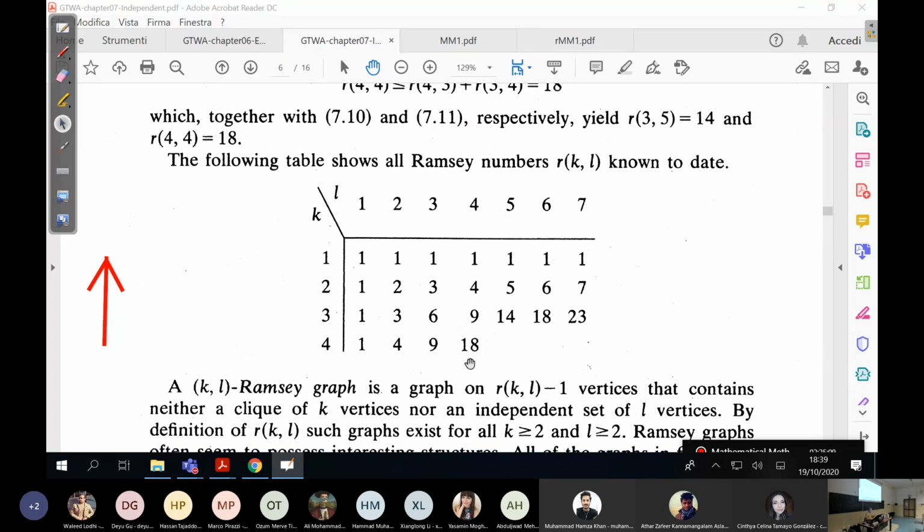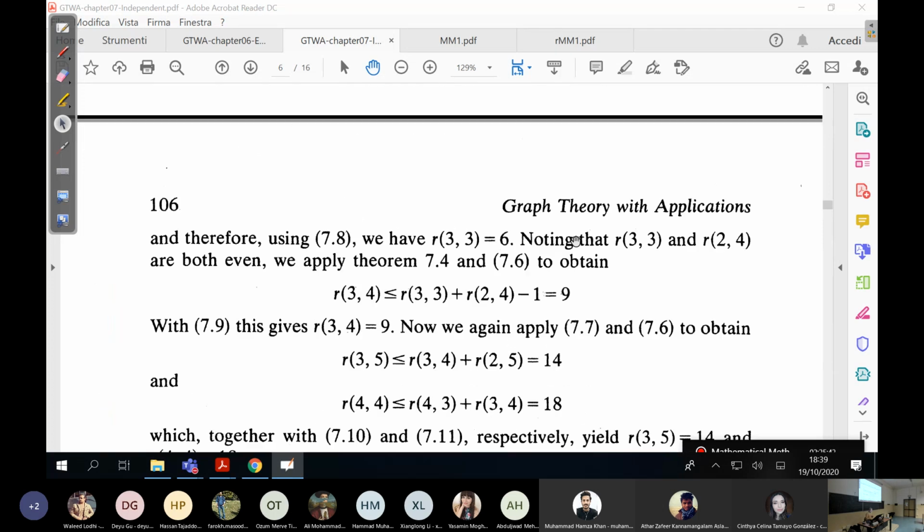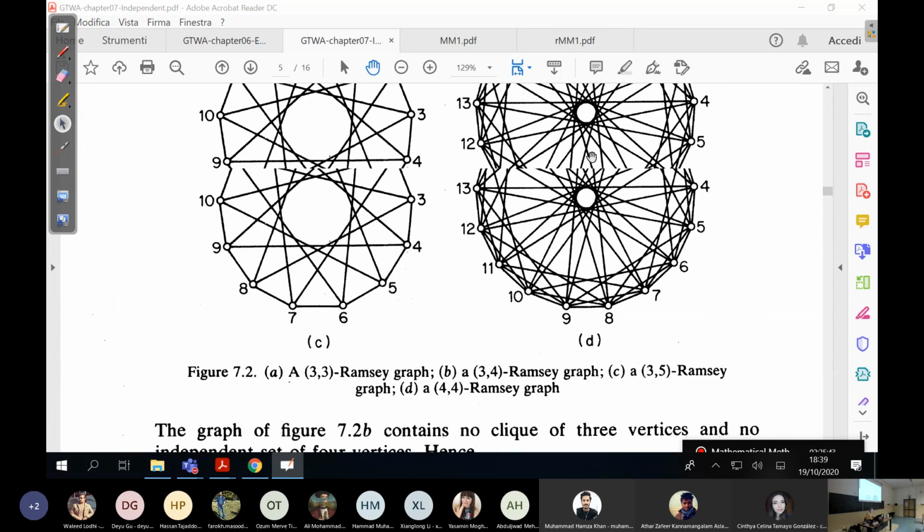If you draw one with at least 18 vertices, necessarily it will have either a clique of 4 or an independent set of 4. You are not free. It says Ramsey: you are not free to rule out both things. If you have at least this number of vertices, either you have this or you have that. And that's really heavy as a thing.